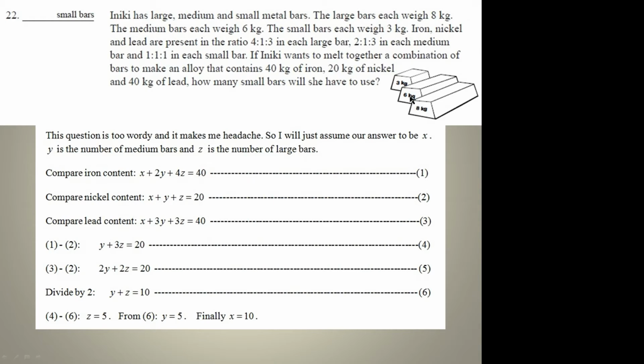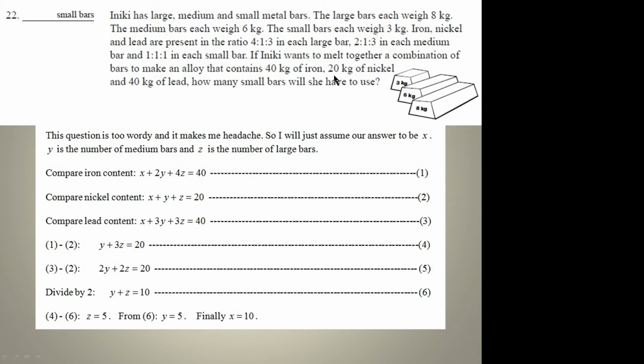And here you have 2 kilograms of iron in each medium bar, and you have y of these. So 2 times y. And each large bar contains 4 kilograms of iron, and you have z bars. So 4 times z. That will be the total amount of iron in the mixture, so it will be 40.